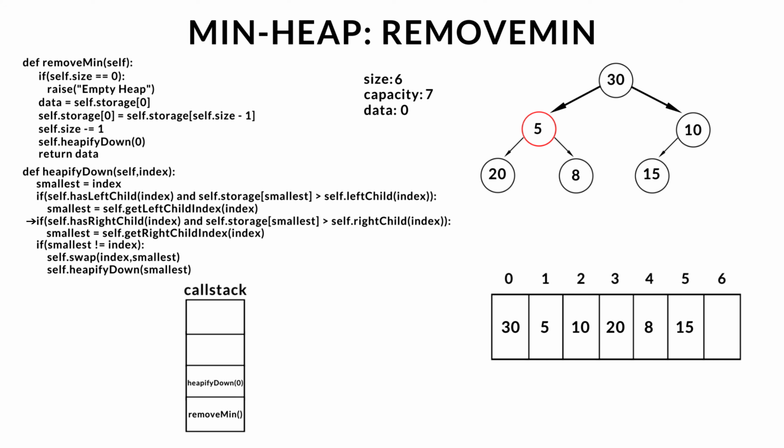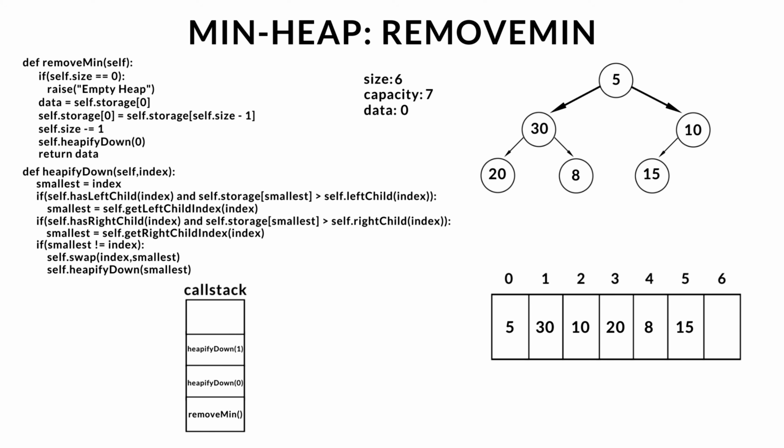We now check to see if smallest does not equal the current node we're at. It's not, so we go ahead and swap the data between the two indices, and then we continue traversing down the heap by recursively invoking our HeapifyDown method. So let's go ahead and push this on top of the stack.